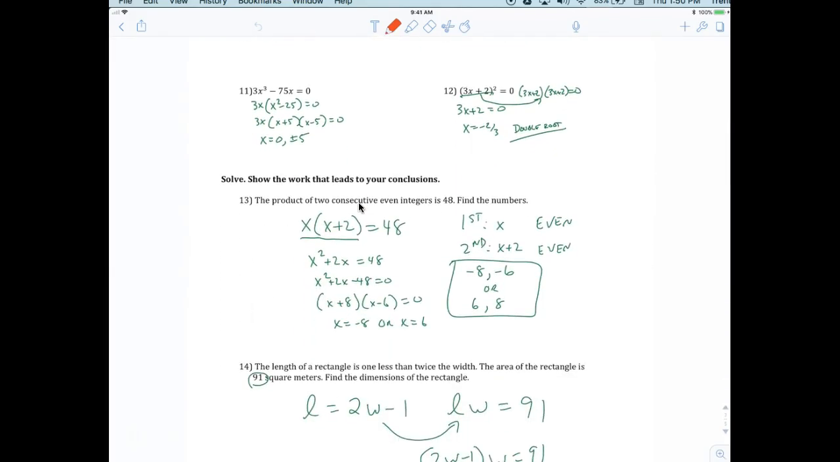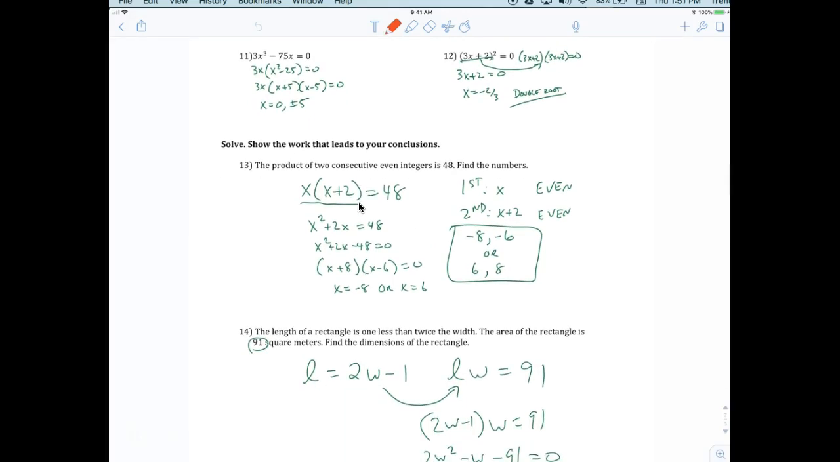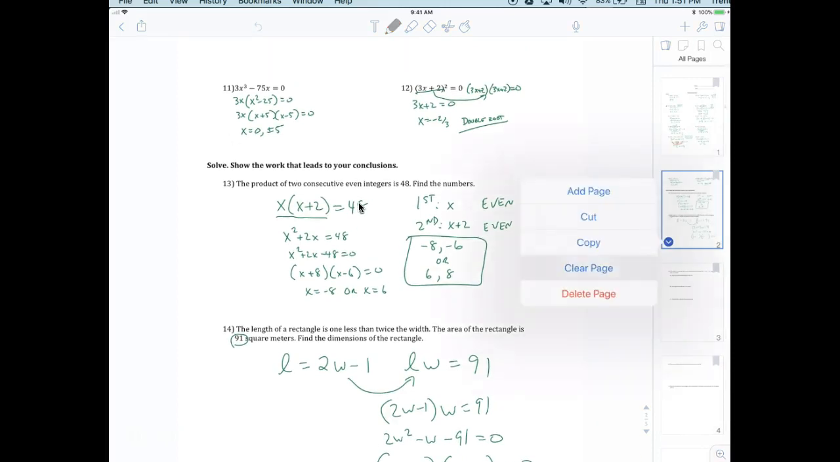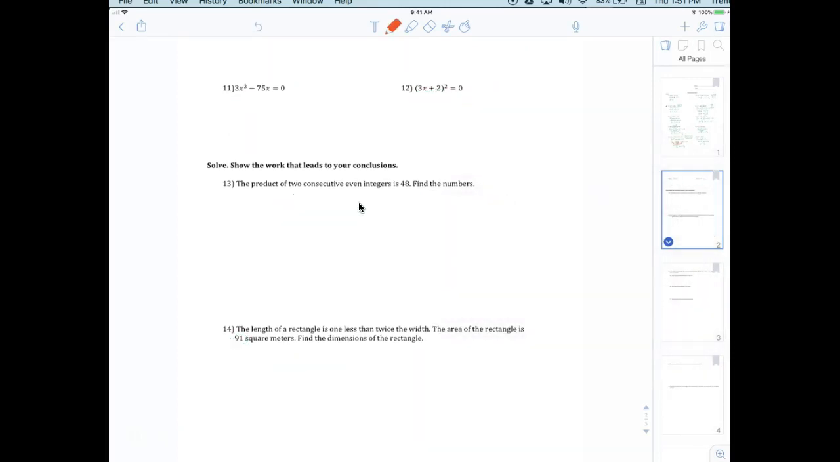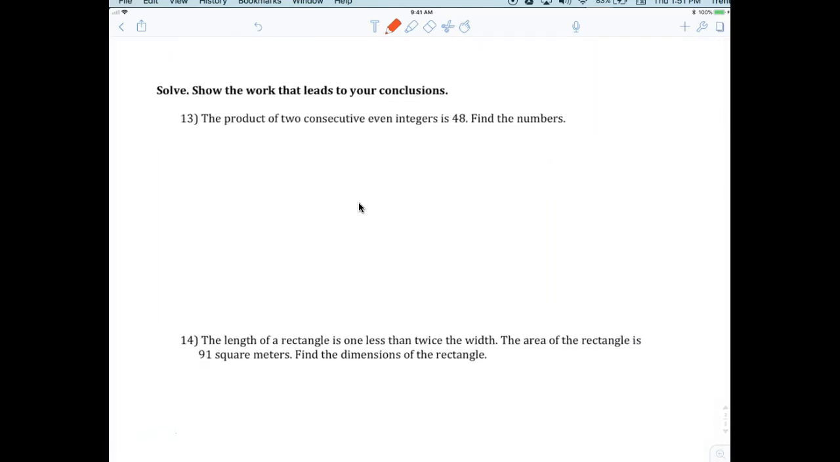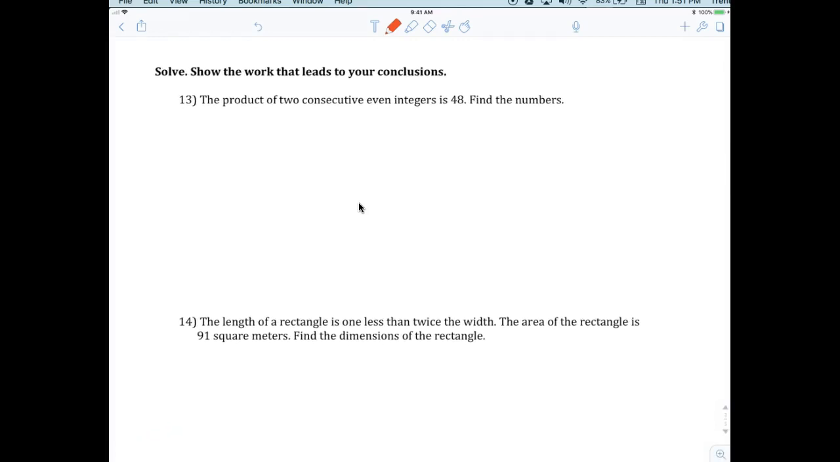Now, I'm going to eliminate. All right, here we go. So now, it says here, the product of two consecutive even numbers is 48. So, what are the two numbers? Good. X and what?